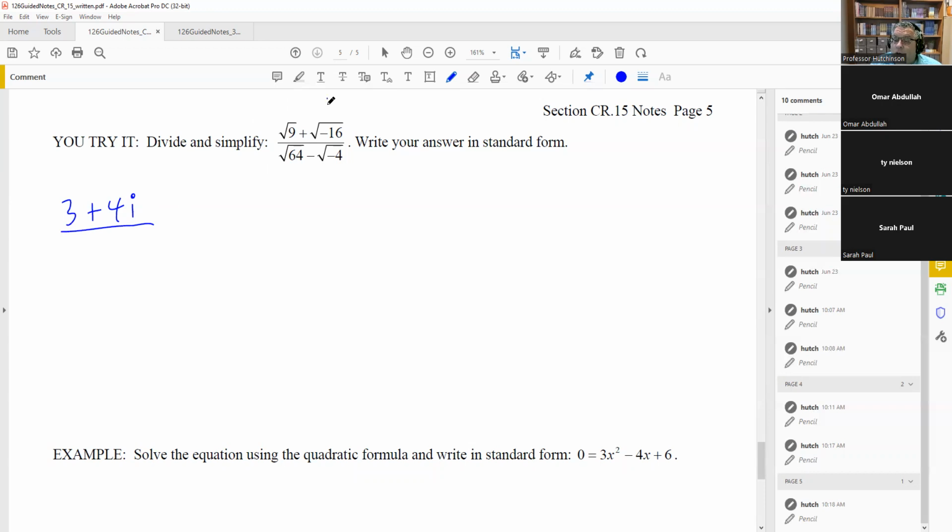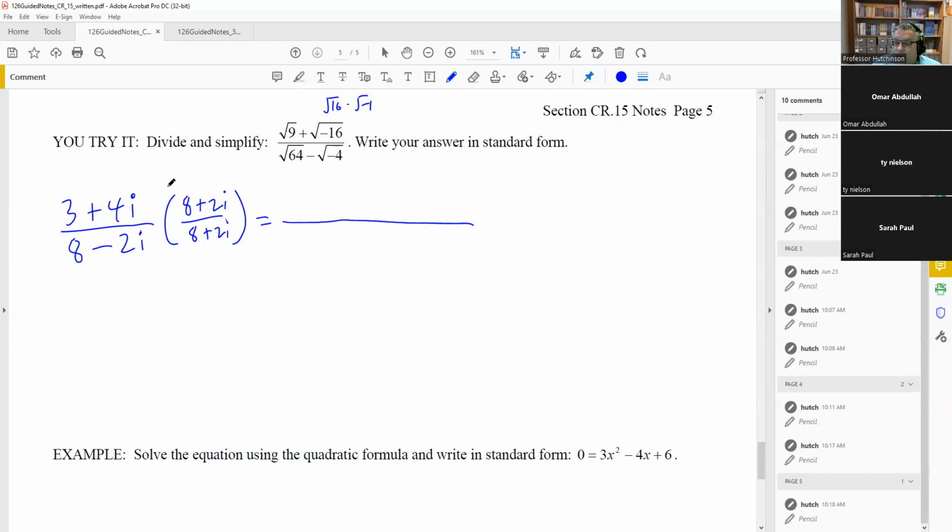So again, what I did there was I did square root of 16 times square root of negative 1. You can break that up like that, and that's how I got a 4i. Down below, square root of 64 is 8. And then square root of 4 would be a 2, and because there's a negative inside the square root, that means there'll be an i that comes out there. So this problem turns into this. Then you're multiplying by the conjugate of the bottom always. So you're multiplying it by 8 plus 2i over 8 plus 2i. It's the opposite sign of what you see down below here.